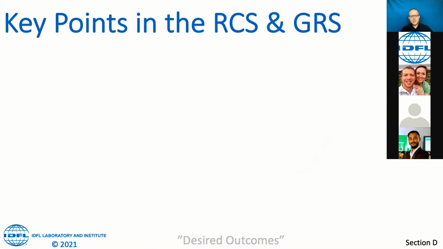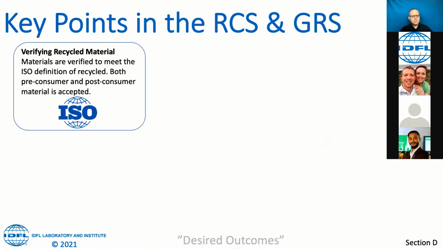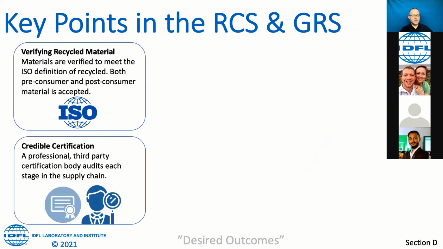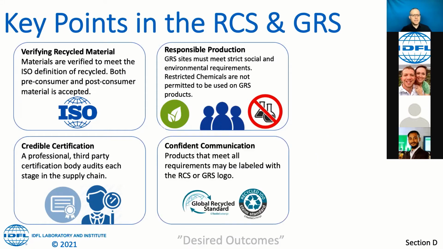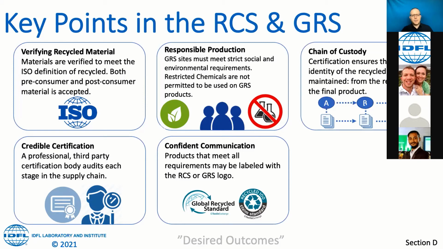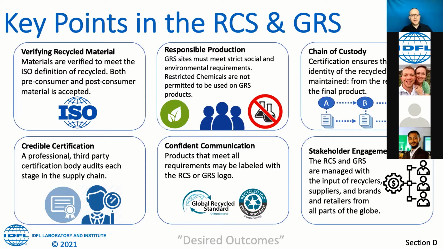There are also a few other points right here. The GRS uses some of the ISO definitions for unison in getting those definitions out. They both require credible certification, a professional third-party certification audit at each stage of the supply chain. There's also responsible production that's required, which restricts certain chemicals used as part of the process. There's also making sure that there's confident communication. Products that meet all requirements may be labeled with the RCS or the GRS logo. There's the chain of custody, which once again is part of the content claim standard. And then there's also the stakeholder engagement. There are a lot of other points right here.